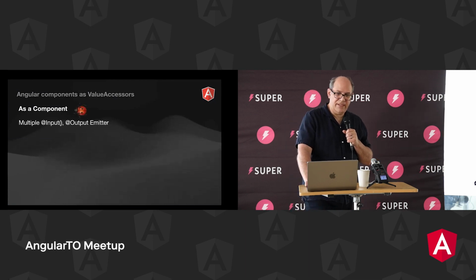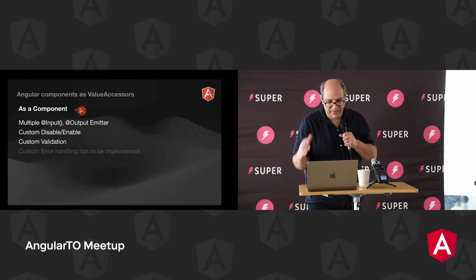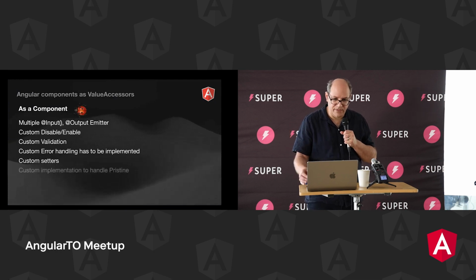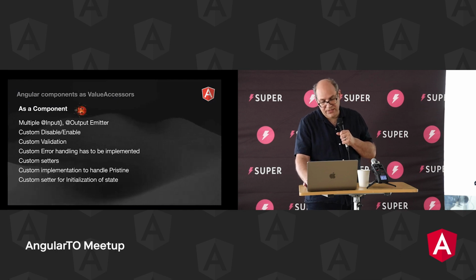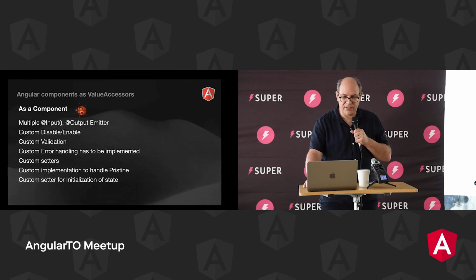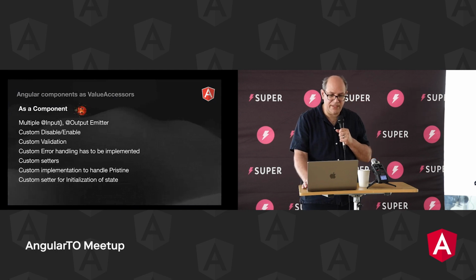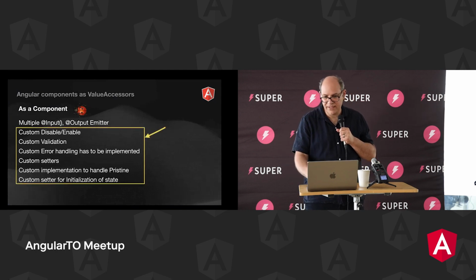So we saw that if we create a custom component, we know that we have to implement inputs, outputs, event emitters, probably observables. Then it requires us to create these custom disable, enable, validations, errors, setters, implementation for pristine, if the person has touched the form, right? Those are all things that are free inside the control. So this is a lot of work and bugs.